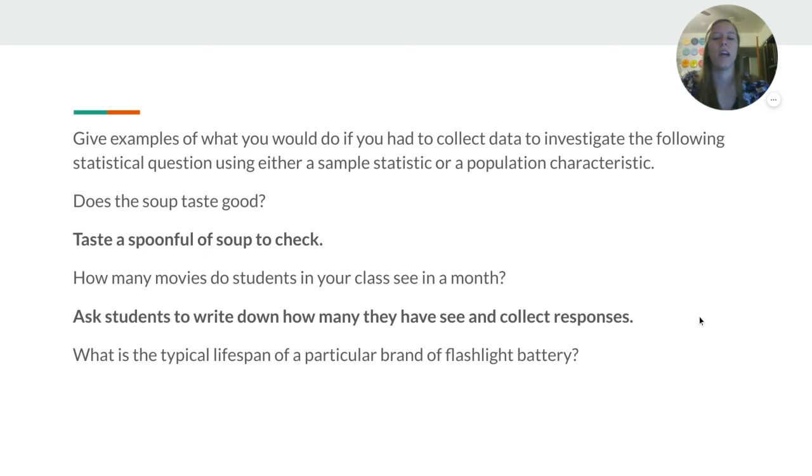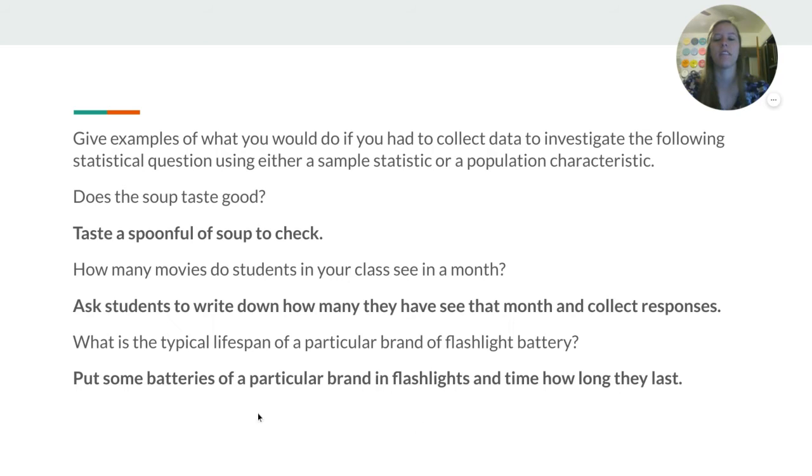How many movies do students in your class see in a month? You can ask them to write them down and see, and then collect their responses and figure that out. That would be more like a population one. And then what is the typical lifespan of a particular brand of flashlight battery? Again, same thing, so this would be sample. Taking some of the batteries of that brand, put them in flashlights, time how long they last.